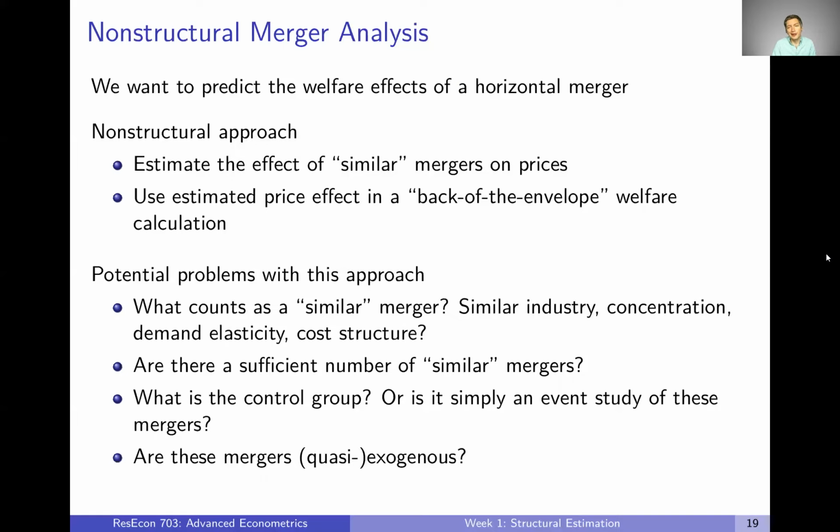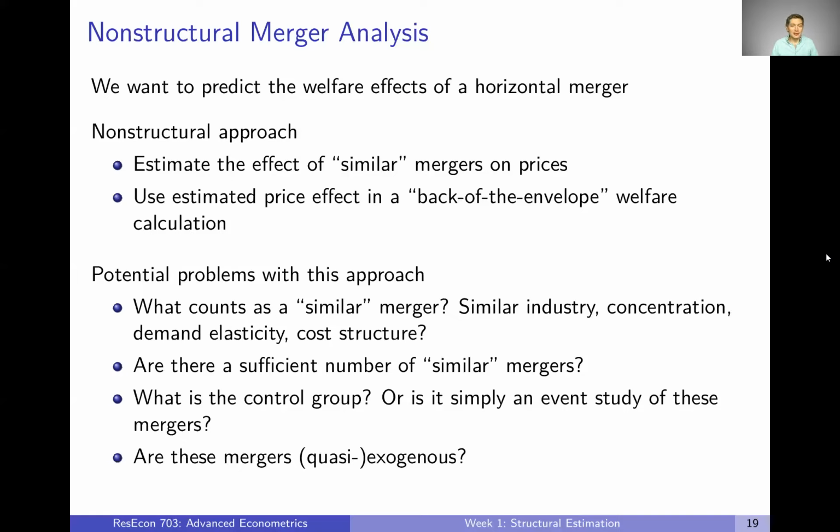And that just provides a lot of researcher degrees of freedom, which sometimes are nice, but in this case it might not be, because what you think of as similar might not be what readers and reviewers think should be similar. Then there's the question of, even if you can define what you mean by similar, are there a sufficient number of similar mergers? If you're talking about the two largest telecom firms merging with one another, that hasn't happened very often in the past. And so how are you going to find similar mergers for that?